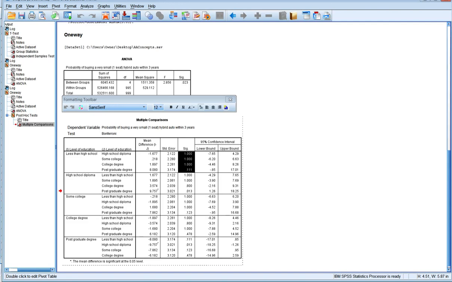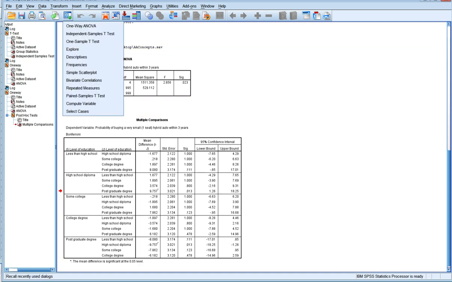When we look, we see only one difference of 0.13 between people with high school diploma and people with postgraduate degree, and this is the only difference I see here. So all other people with other educations have an almost identical, statistically equal probability to buy the one-seater, except the people with high school diploma and people with postgraduate degree.